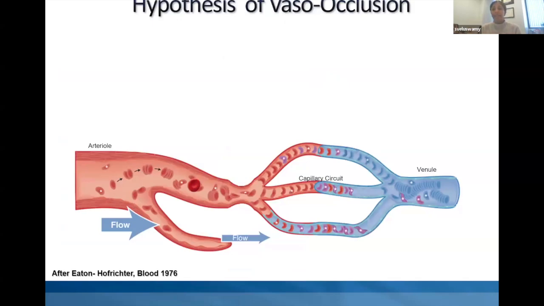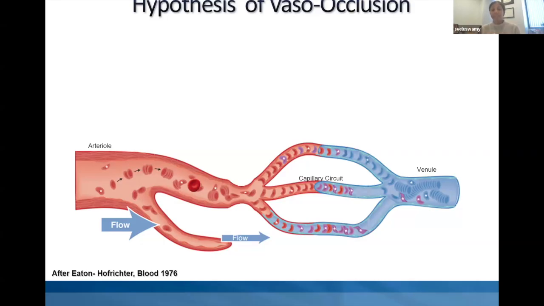Now, I want to step back a little bit and talk about what happens with the vaso-occlusive process. How does vaso-occlusion happen, right? So this model of sickle cell pathophysiology was actually proposed by Eden and Hofrichter back in the 1970s, when they were looking at the polymerization of sickle hemoglobin in sickle cell disease, and really digging into the depths of that.